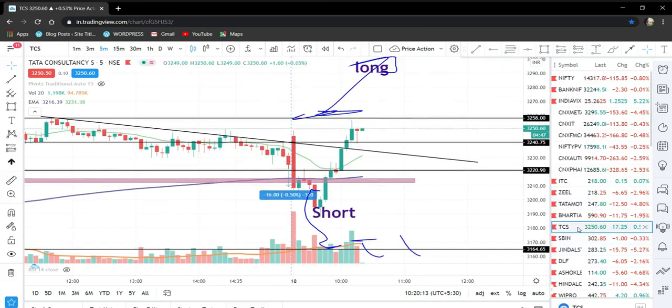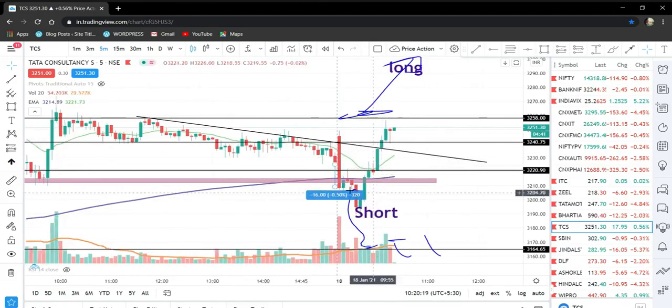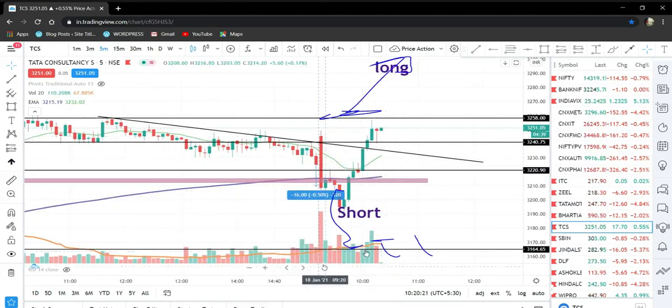So TCS is the first trade that we have lost and we have been wrong in. And you can see that the stock recovered pretty quickly, and the volume is also good. So this was a loss making trade.